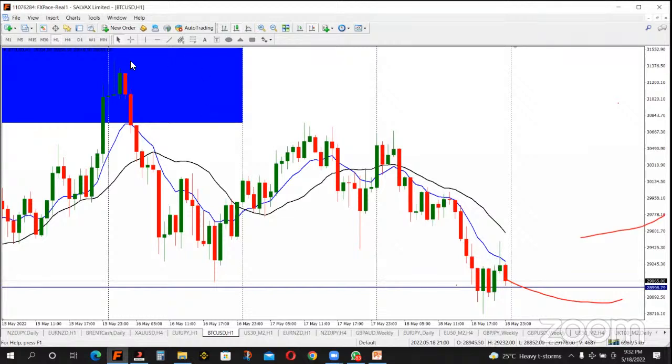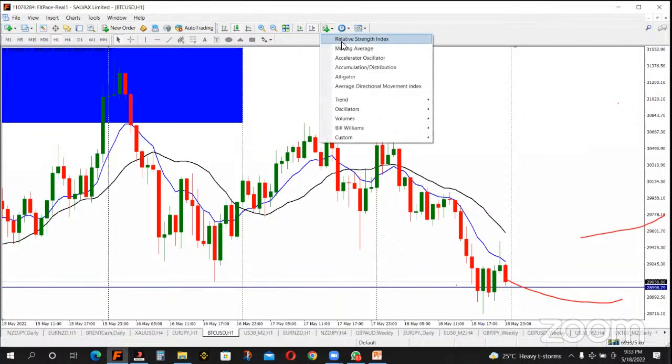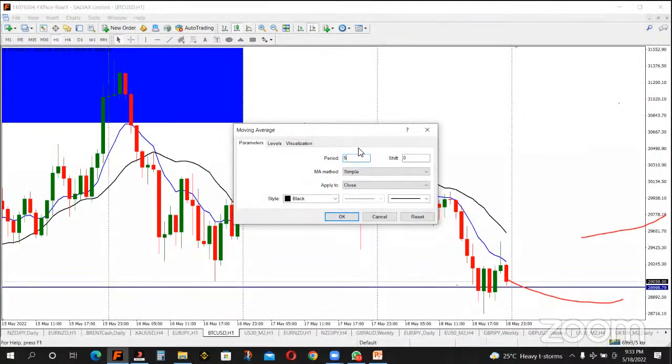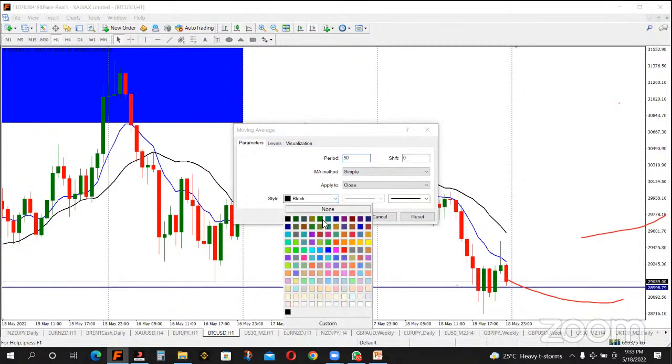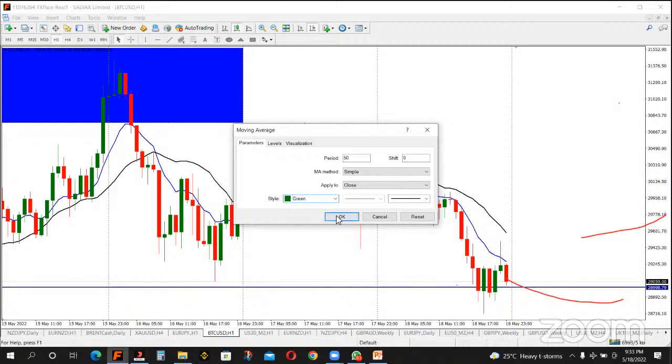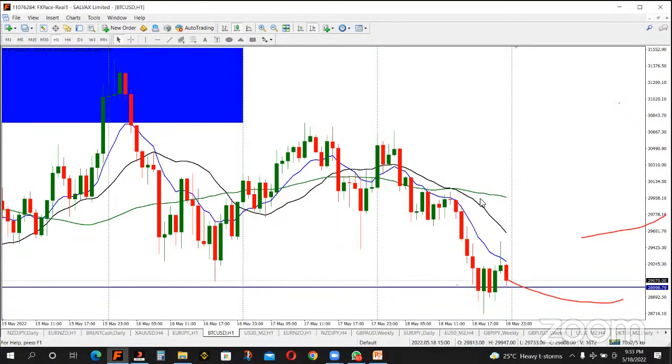Let me plot 50 period moving average so that you see it. Let me use it to explain something. Let me leave it as simple. The higher the period moving average. Let me put green. Now I'll put green. Look at green. Have you seen green? Look at where green is. This one is green.